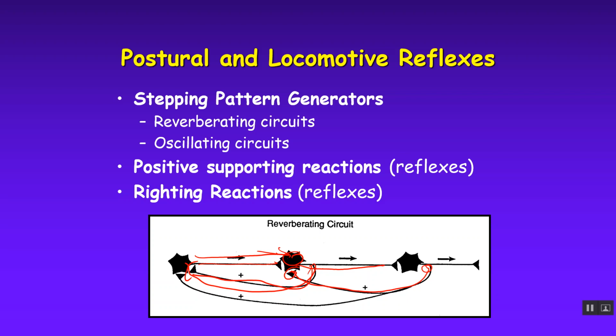Positive supporting reactions and righting reactions. So things like when I get pushed forward and try to extend my trunk to counteract that, or somebody pushes me over and I stick my arm and leg out to counterbalance myself so I don't fall over. Those are spinal cord type reflexes. Those are reflexes that are integrated in the spinal cord, some of those are the brainstem too.